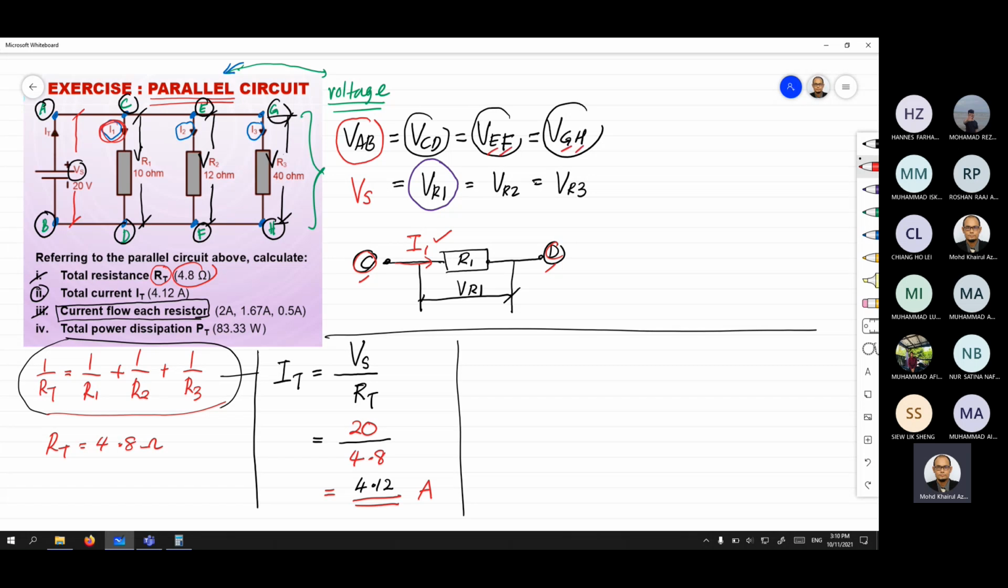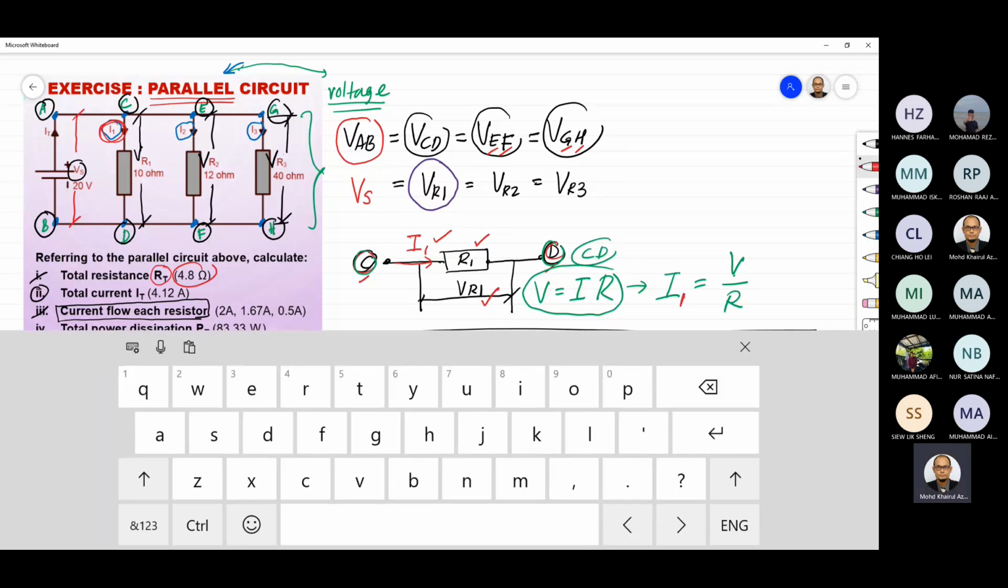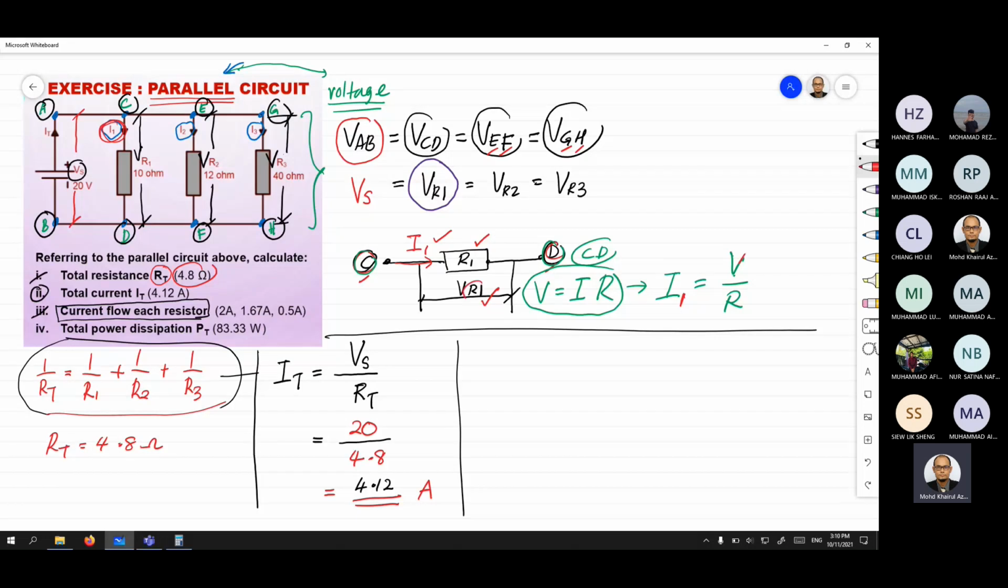Baik. So kita dah ada R1, kita dah ada VR1. Alright. So kita boleh menggunakan Ohm's formula, which is V is equal to IR. For this case, we are going to find the value of current. So your current should be I equal to V over R. Okay. You kena faham sekarang ni, ini formula. Ini ialah yang kita rujuk point C and D ini. So for point C and D, the current here is actually your I1. Okay. And then your voltage drop here is VR1. And then your resistor here is R1.